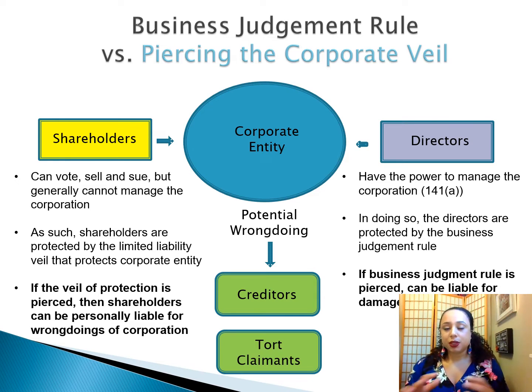And so this is related to the separation of ownership and control that we discussed at length, where the shareholders own an interest in the corporation by virtue of their status as residual claimants to the corporation's assets. They're entitled to dividend payments, and of course they are beholden to the board in determining whether or not to make such dividend payments, whereas the directors manage the corporation. So as such, shareholders are protected by the limited liability veil that protects our corporate entity.